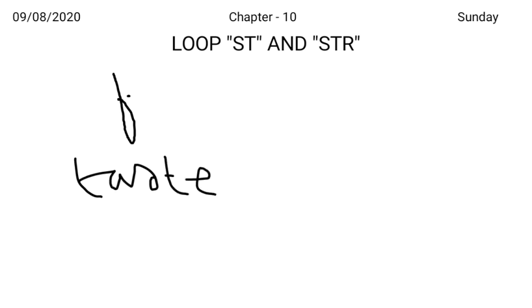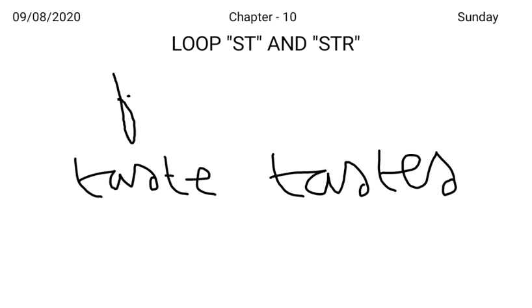After ST loop, if the sound of S comes, then that circle may be joined to ST loop. For example, taste. Now we have to write tastes. What you do? You write taste, you go forward, you add another small circle. The sound of S is added.